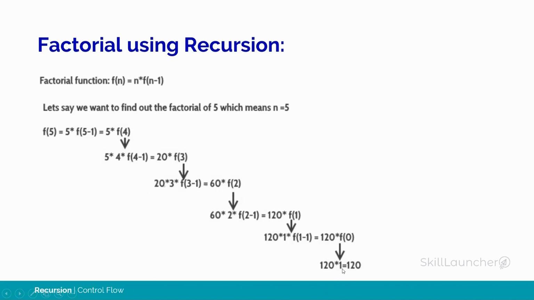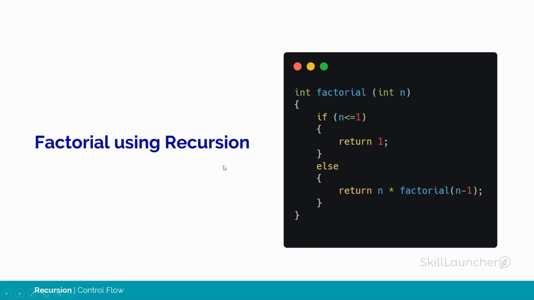Now, how to write a code for factorial using recursion? That is, we need to write a function for factorial wherein we will multiply the number and we will again call the factorial function for n minus 1. Here's the code. Now what will be the base condition, that is a terminating condition? It would be if n becomes less than or equal to 1. As soon as n reaches 1, 1 will be returned as a value. But if n is greater than 1, then we will return the number multiplied by factorial of n minus 1.